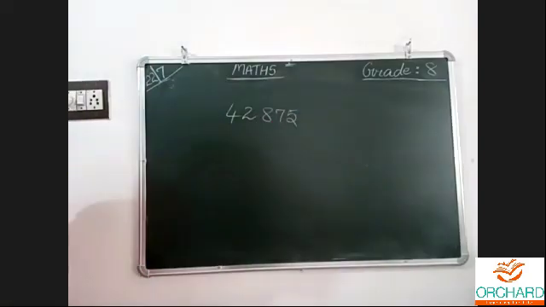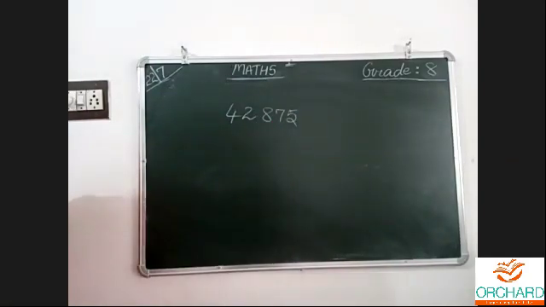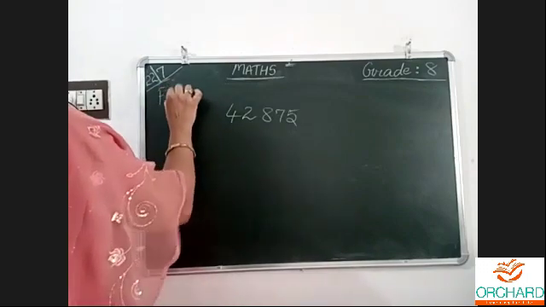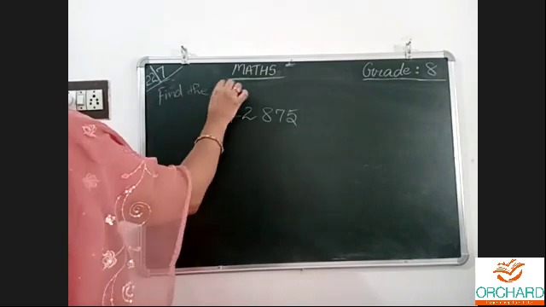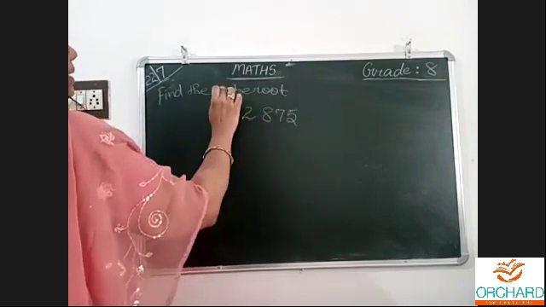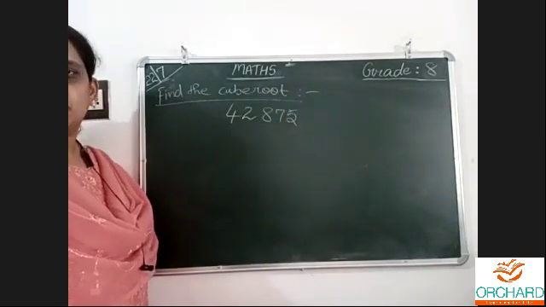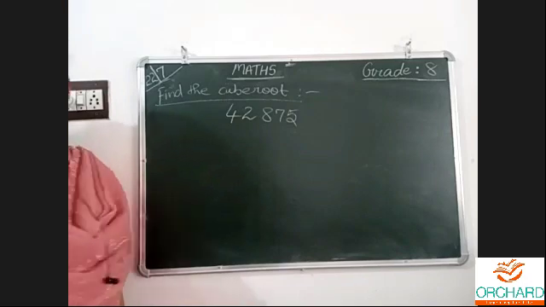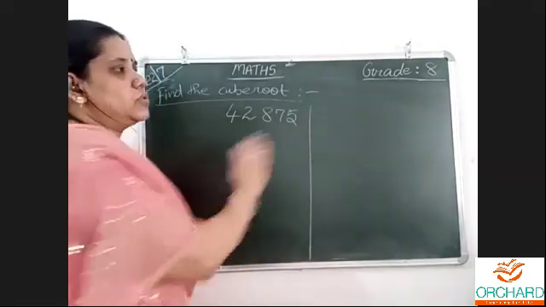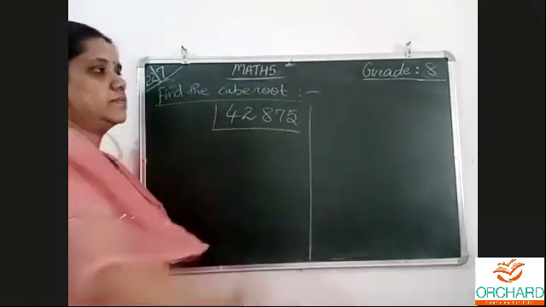Find this out using prime factorization. Find the cube root. Because we have 2 minutes. Estimation I will teach in the next class. This is using prime factorization. Easy. Do this and tell me. This side we will do, that side I will write. Quickly.